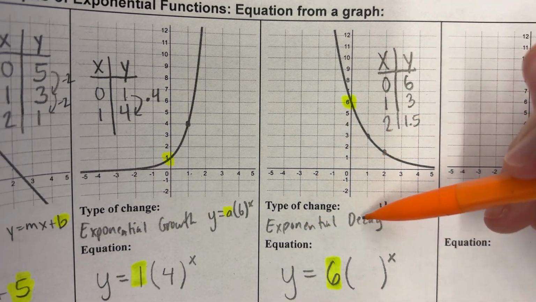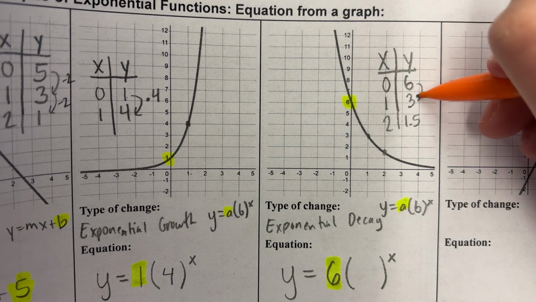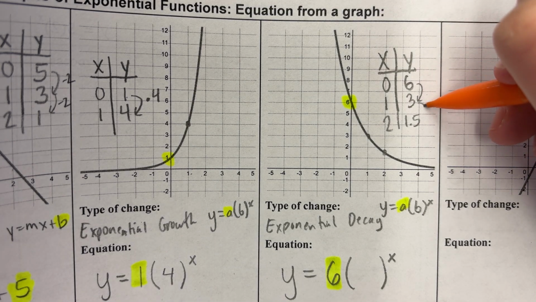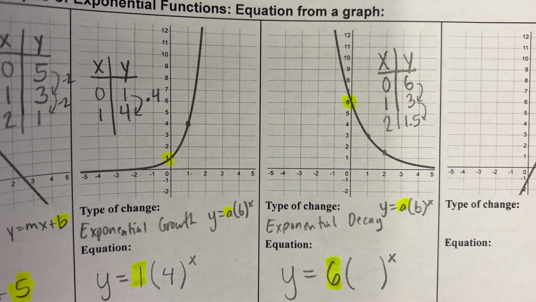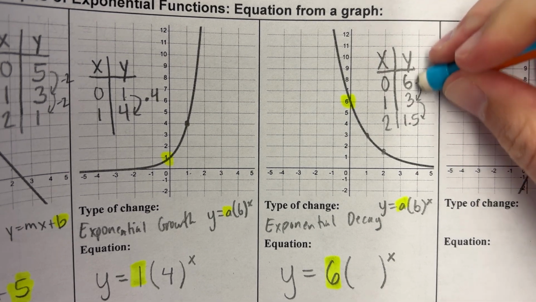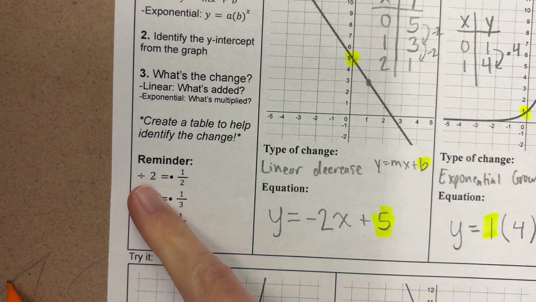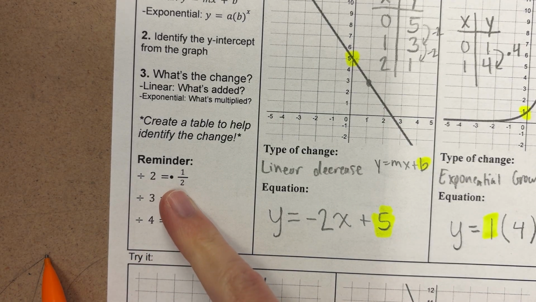I know it's exponential, so I know I'm multiplying or dividing. Now I might look at this and say, ooh, that's dividing by 2. 6 divided by what is 3? Oh, divided by 2. I'm dividing by 2. But a little reminder: if I'm dividing by 2, what's actually happening? I'm multiplying by 1/2. They're the same.